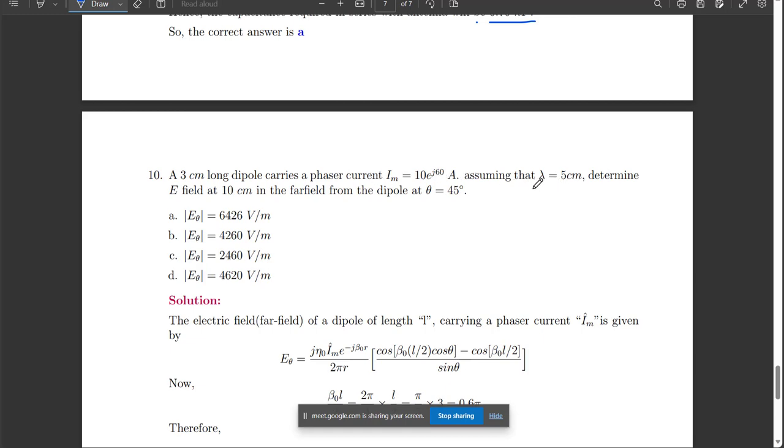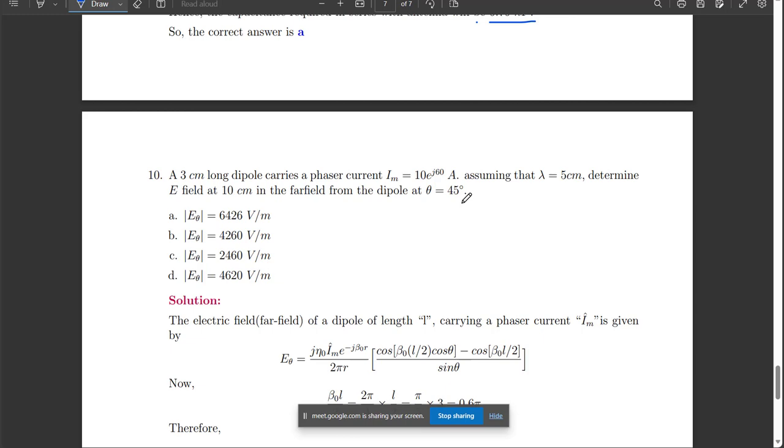Assuming that lambda is equal to 5 centimeters, determine the E field at 10 centimeters in the far field from the dipole at theta equal to 45 degrees. So a dipole is given to you. The length of the dipole is given to you. The current of the dipole is given to you. Lambda is given to you.